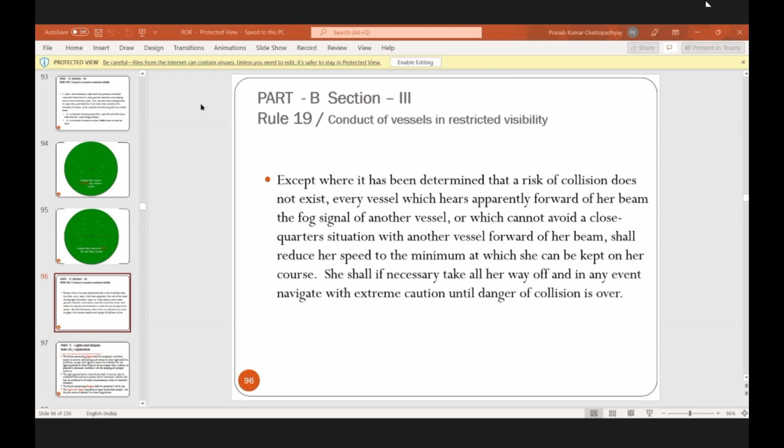So this is, you know, I took quite a lot of time to explain this rule number 19E, which I feel is very, very important to understand, and I hope you all are satisfied with it. Any doubts?